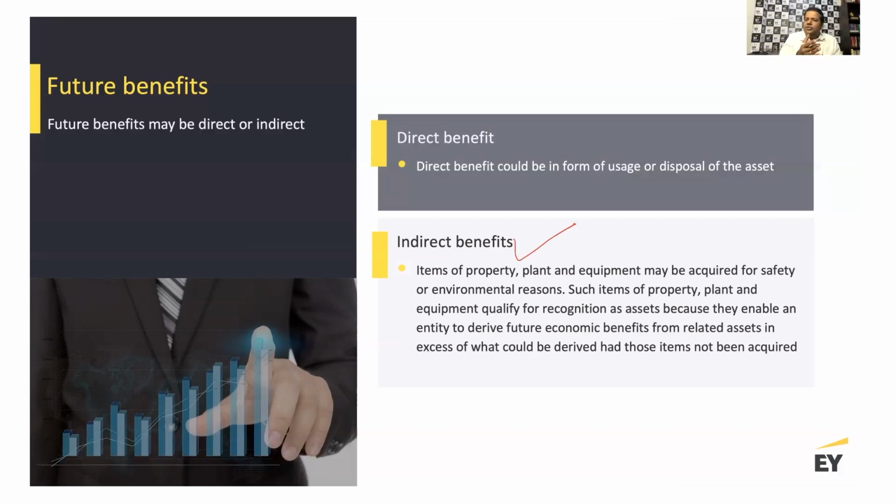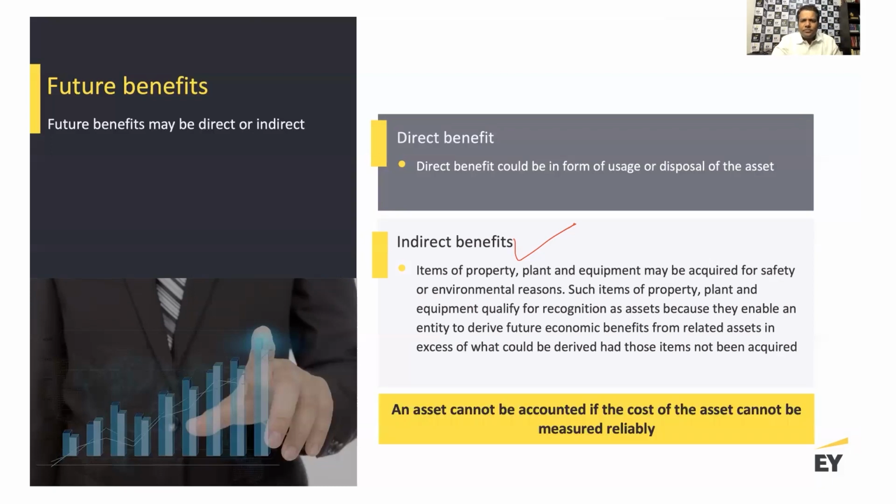So the benefit which you derive from that asset class has to come from a tangible asset, and you can derive it either directly or indirectly. It has to be used. There has to be an economic benefit which has to flow to the entity, and that benefit could be direct or indirect. If the answer to that is yes, then it meets the criteria, in a way, for capitalization. An asset cannot be accounted for if the cost of the asset cannot be measured reliably. So we talked about, remember, the first principle also, that the cost has to be measured reliably.